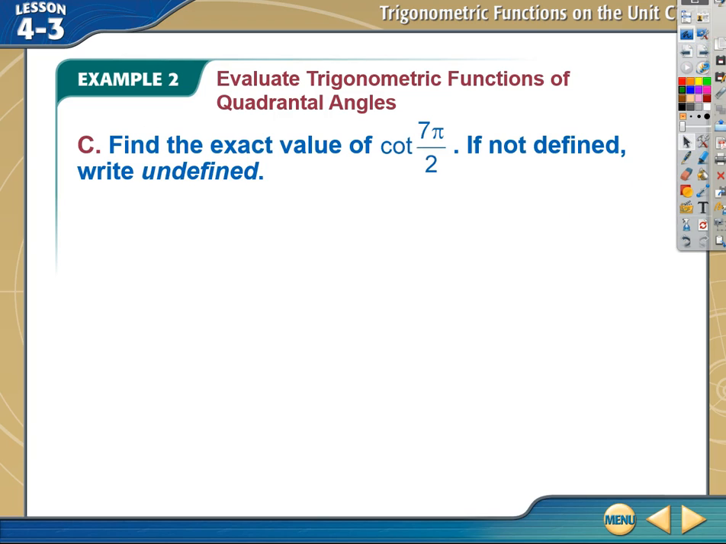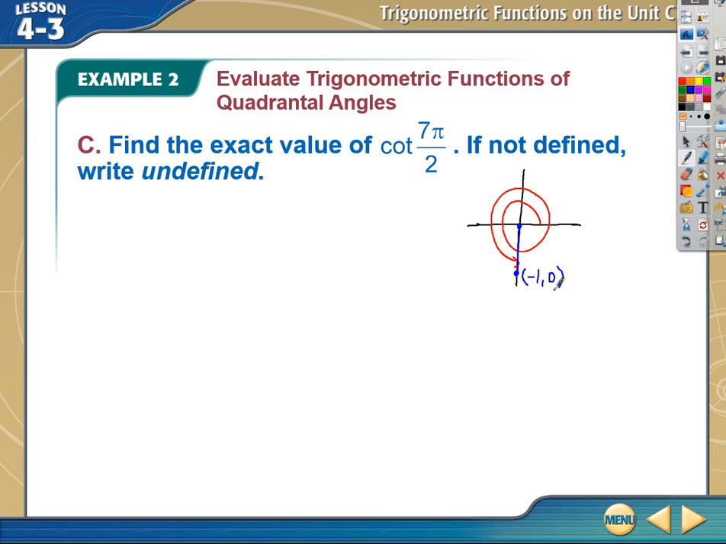Find the exact value of cotangent of 7 pi over 2. So again, draw this out. I do 7 pi over 2. Here we go. 1 pi over 2, 2 pi over 2, 3 pi over 2, 4 pi over 2, 5 pi over 2, 6 pi over 2, 7 pi over 2. I grab my unit circle. I find out, hey, where is this at? My unit circle tells me this is at -1, 0.